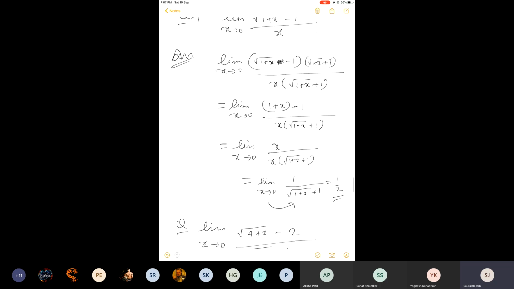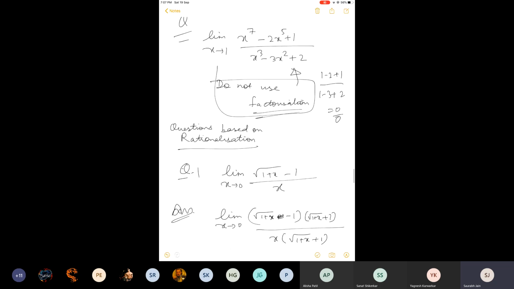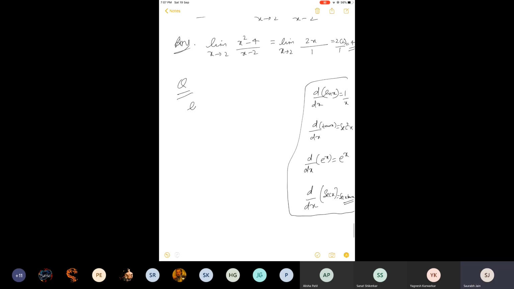Let us come back to the question. This one. Do not use factorization. x tends to 1, this whole thing. Now we'll see that L'Hospital will solve it within 10 seconds, 15 seconds, depending on how fast you are at calculation. So limit x tends to 1, in the numerator we have x to the power 7 minus 2x^5 plus 1, in the denominator we have x cube minus 3x square plus 2. We all know this is 0 by 0, right? Put x equal to 1. Do not go for factorization, use L'Hospital.